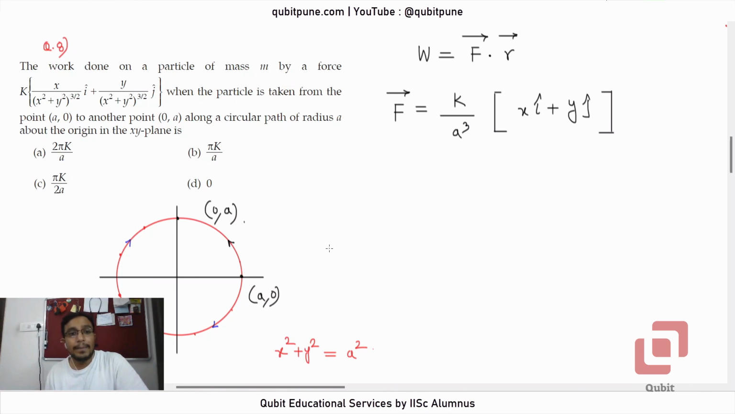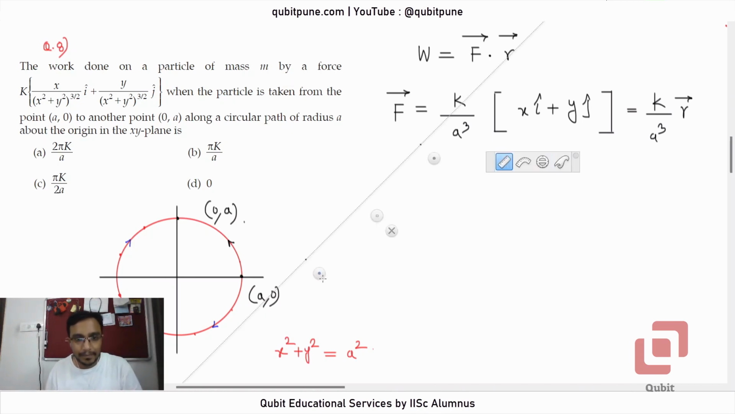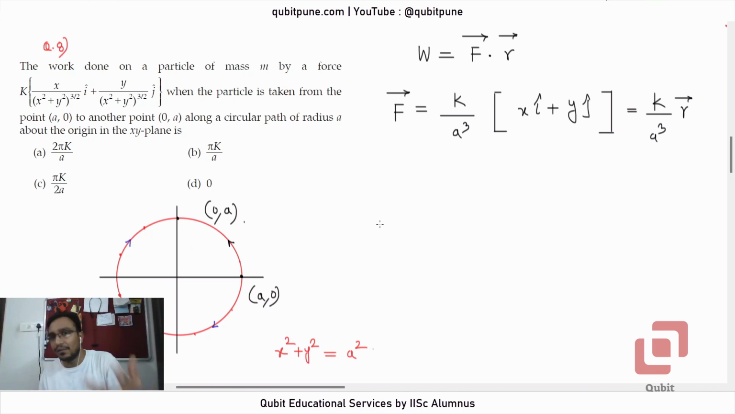Now clearly the direction of the force is not the same everywhere. It is a scalar multiple of r bar, the position vector. That means at this point the direction of the force is in this direction, and at this point the direction of the force is in that direction. Therefore we have to use integration. We have to be clear about why we are using integration. It's not because the formula tells us; if it is not required, we will not do it.